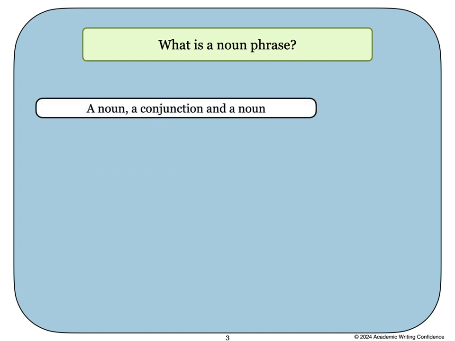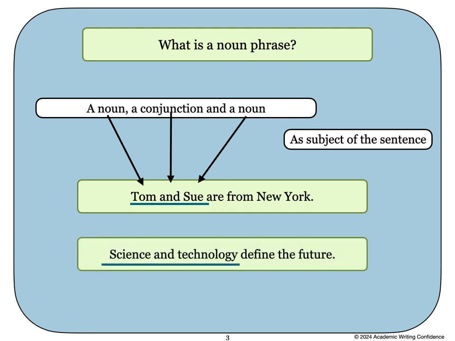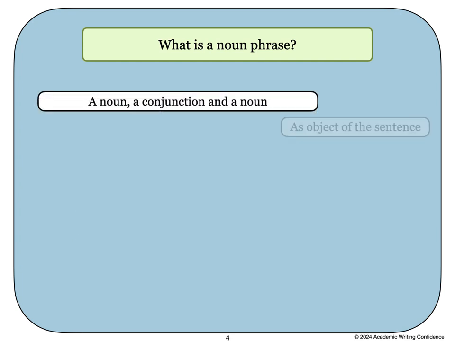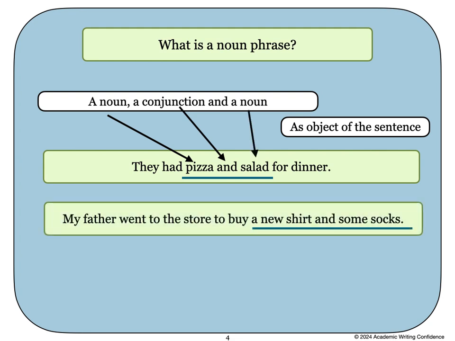The first type was a noun followed by a conjunction and then another noun. We often use this as the subject of the sentence, as in this example. Tom and Sue are from New York. Here's another example. Science and technology define the future. We can also use this type of noun phrase as the object of the sentence, as in these examples. They had pizza and salad for dinner. My father went to the store to buy a new shirt and some socks.